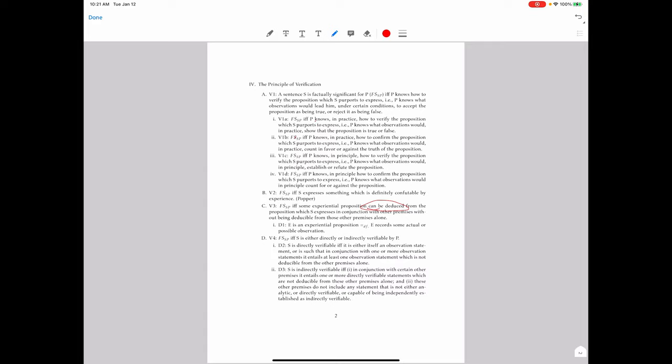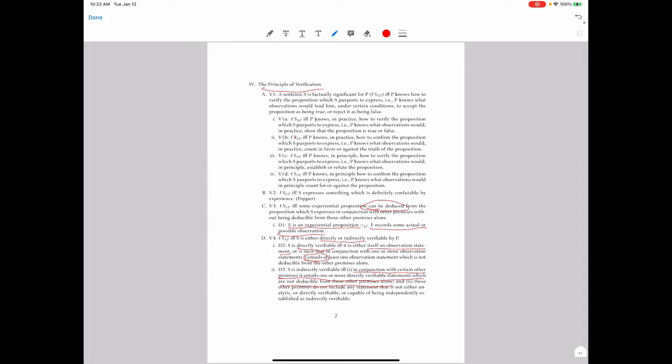In any case, this is the form of the principle of verification that we see discussed in Language, Truth, and Logic. Lots of precisifying to try to get the formula exactly right. So you're looking at what can be deduced in terms of an experiential proposition, and then you have to define that notion in terms of actual or possible observation. After proposing something like this, Ayer recognizes that there are two kinds of verifiability, direct and indirect. It's directly verifiable if it's either itself an observation statement or entails one. It's indirectly verifiable if and only if, in conjunction with certain other premises, it entails one or more directly verifiable statements, which aren't deducible from these other statements alone.